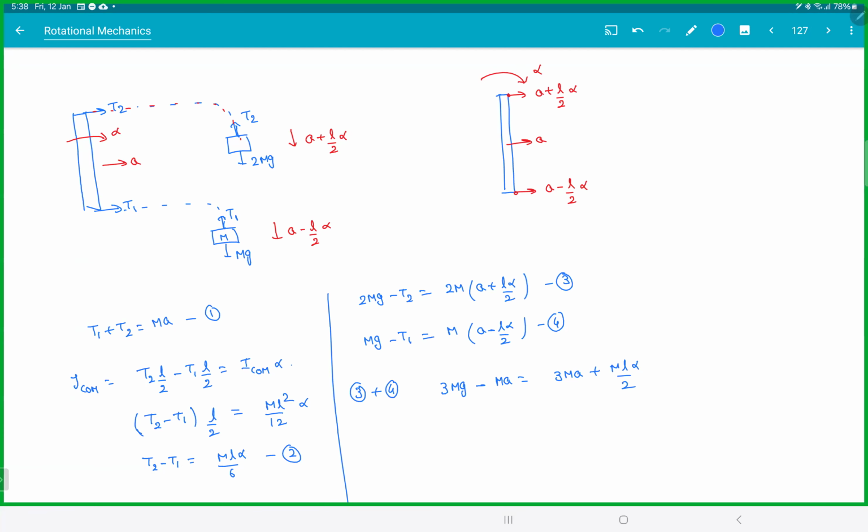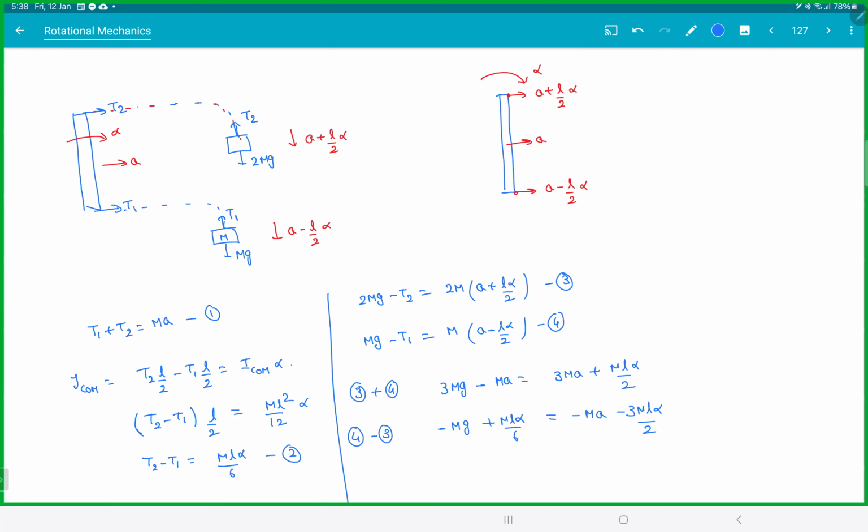I wrote T1 plus T2 is ma directly. Next thing, if I do equation 4 minus equation 3, that would be mg minus 2 mg. That would be minus mg. That will be T2 minus T1. So that will be ml alpha by 6. And this guy would be ma minus ma. So minus ma minus ml alpha minus 3 ml alpha by 2. There, I eliminated T1, T2.